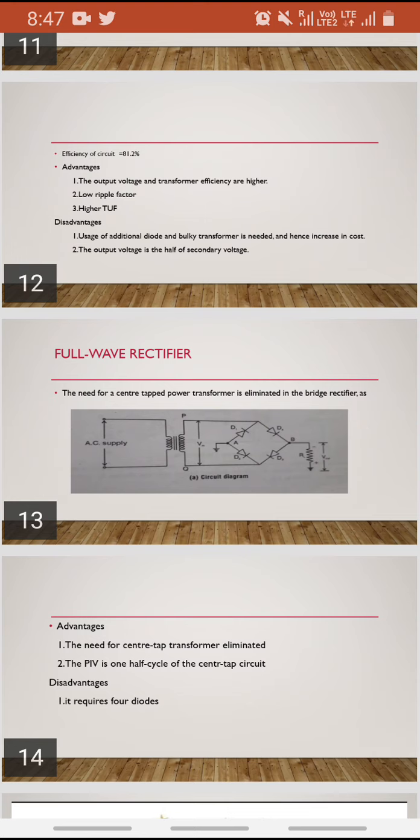Usage of an additional diode and a bulky transformer is needed.